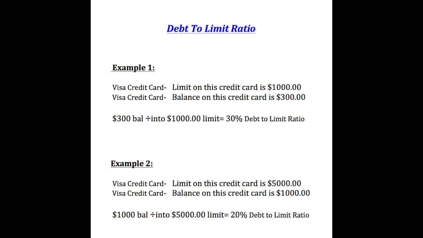On the second example, same thing here. We're just taking the balance of $1,000 on this credit card and dividing it into the limit of $5,000. Now we're going to get a 20% debt to limit ratio.